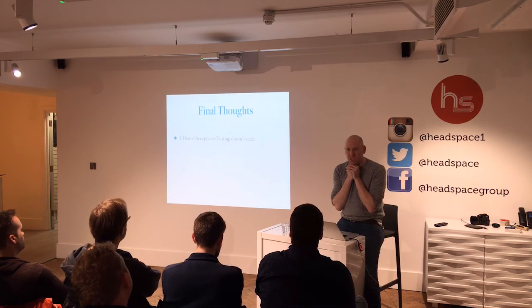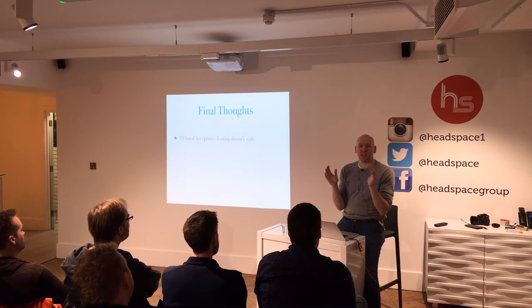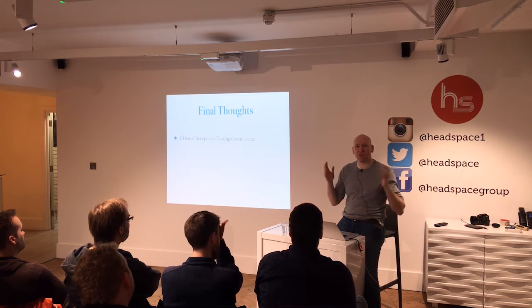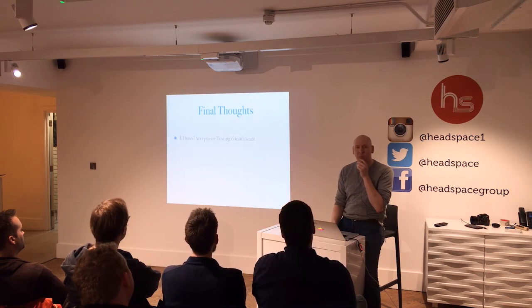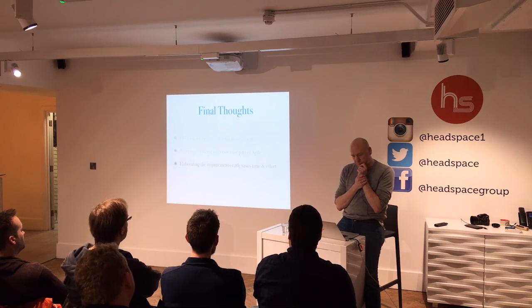UI-based acceptance testing doesn't scale. Every project I've ever been on where we've tried it, it has become abandoned and we've given up on it. But you've got to have acceptance testing, so you have to replace it with something. You can't just leave it. So we need something else, because it's an essential part of Agile.